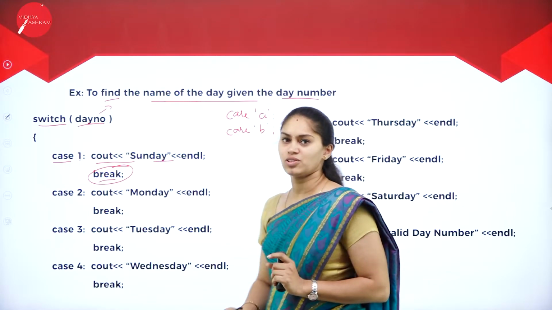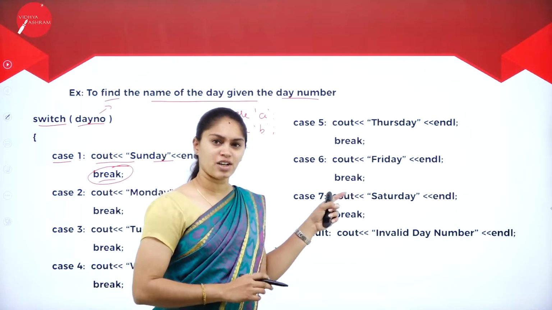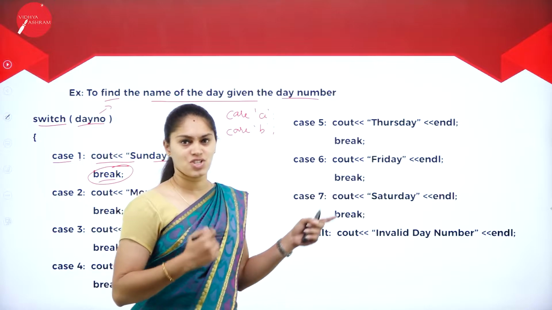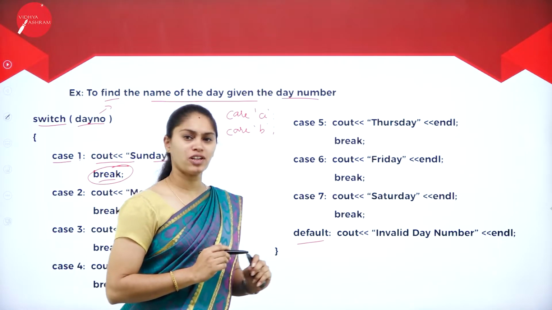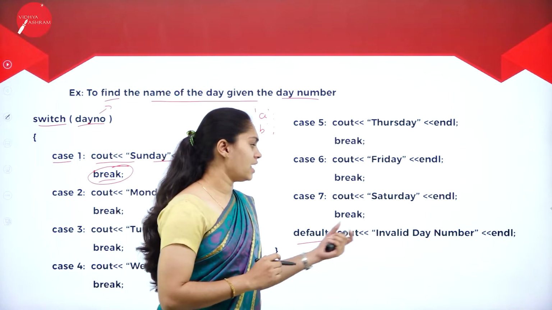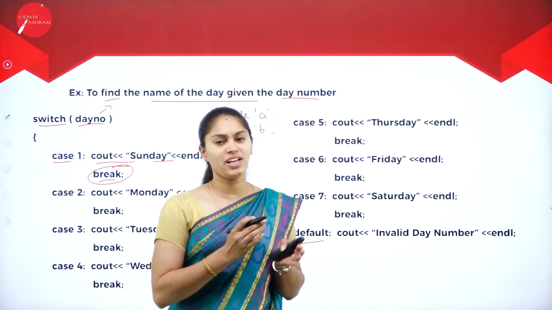This will continue up to the 7th case. After that, if none of the cases is matching with my test condition, then we have the default value. In the default, it has one statement called invalid day number, for example, since I have to give the range between 1 to 7.